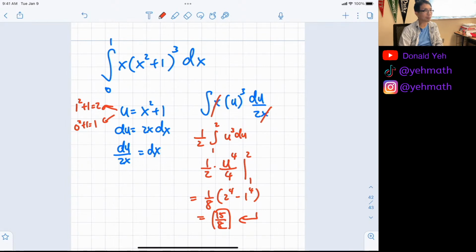Does that make sense or no? Why did you do minus 1 to the 4? Because it's u to the 4th. And I do 1/2 times 1/4, it's 1/8. So I just plug in the u, which is u to the 4th power. Okay, I get the 1/8, but why is it 2 to the 4th minus 1 to the 4th? Because you have to plug in the upper boundary into the u, and the lower boundary, and subtract it. That's how you do the definite integral.